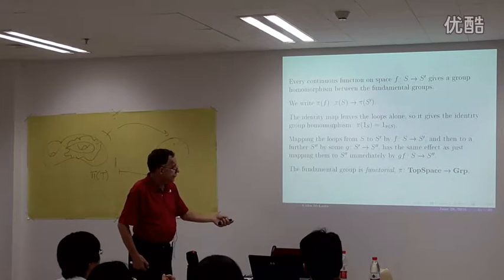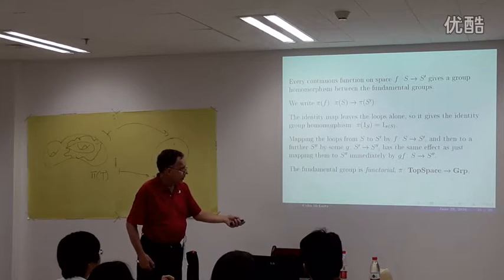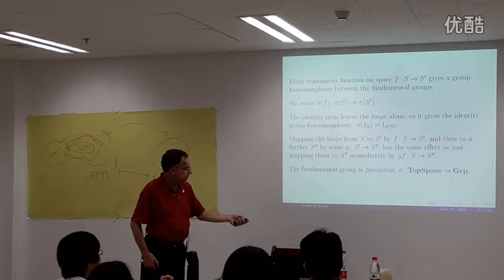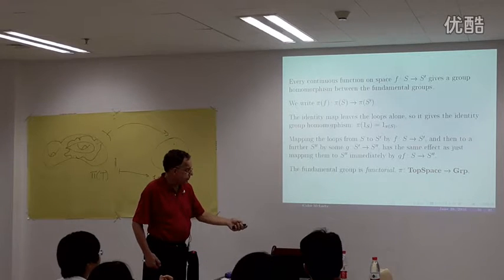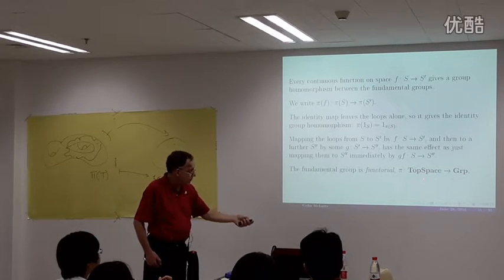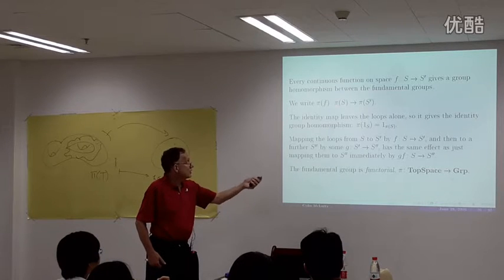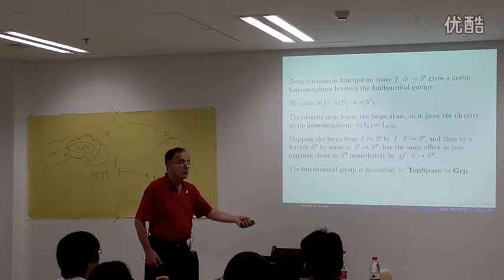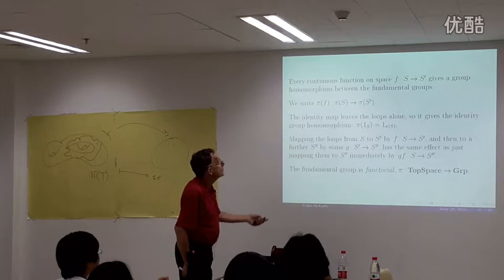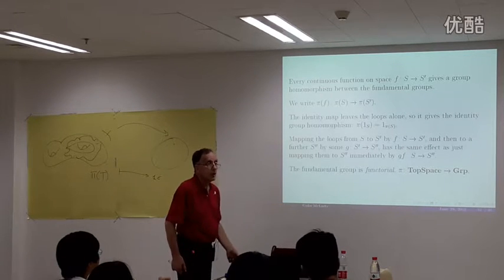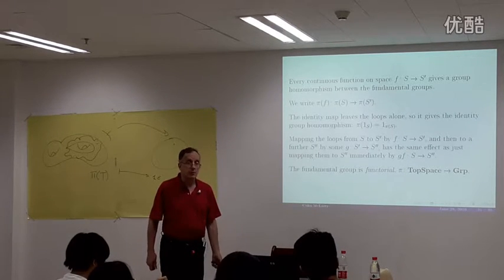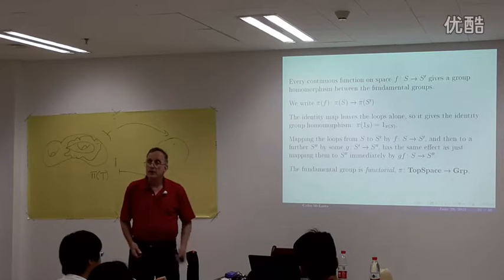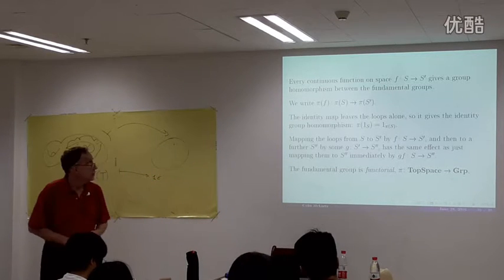So the fundamental group, it's a functor. It's a functor from topological spaces to groups. It takes every topological space to a group. It takes every continuous map to a group homomorphism. It takes identity maps to identity homomorphisms. And it takes composite maps to composite homomorphisms. So it's a functor. On the one hand, it's exactly what it should be.